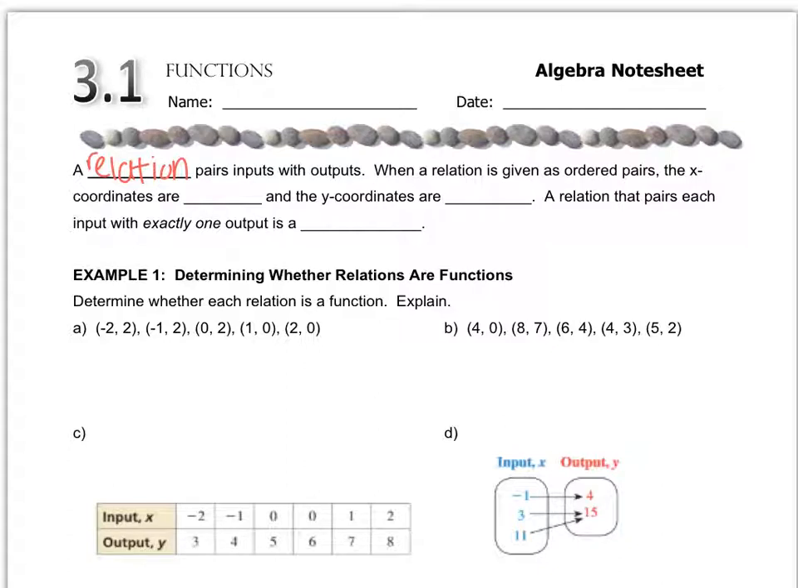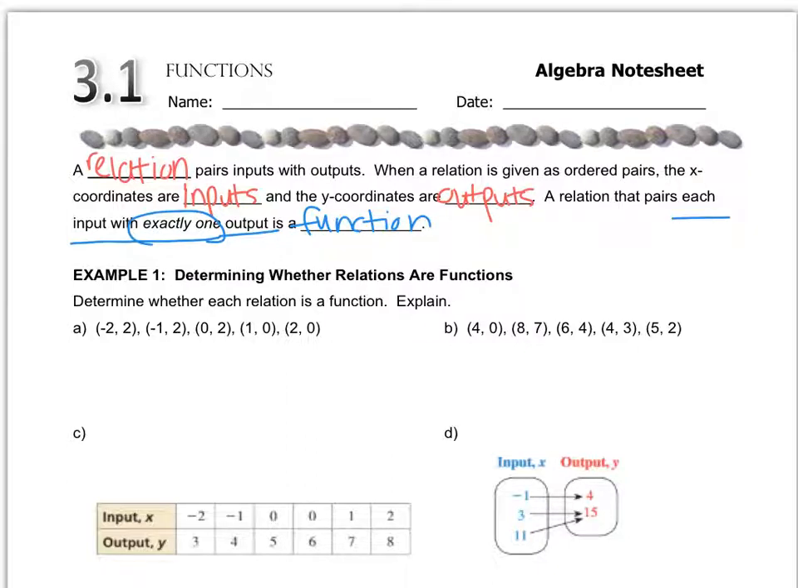When a relation is given as ordered pairs, like on a graph, the x coordinates are the input and the y coordinates are the output. And then, as this lesson is titled, a relation that pairs each input with exactly one output, and exactly one, is what makes it this special thing that's called a function.